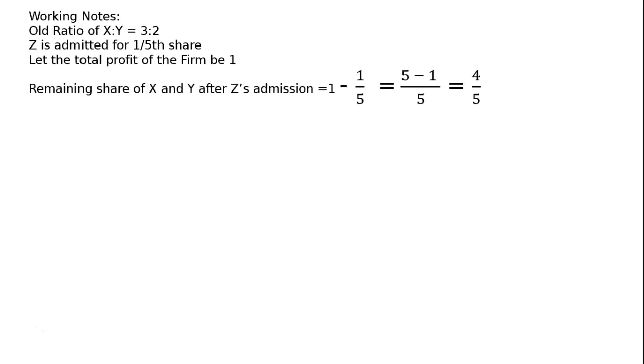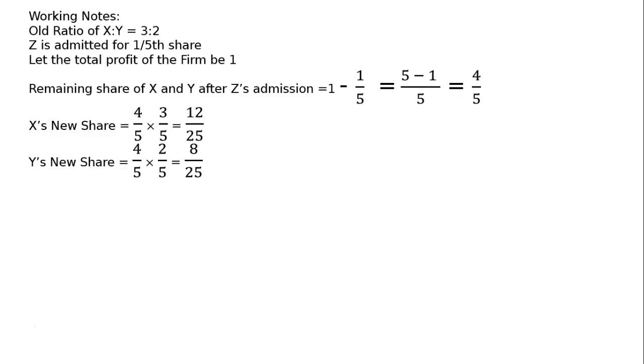Working notes: old ratio of X to Y is 3:2. Z is admitted for 1/5 share. Let the total profit of the firm be 1. Remaining share of X and Y after Z's admission is 1 minus 1/5, which is 5/5 minus 1/5, equal to 4/5. This 4/5 will be distributed among X and Y in the ratio of 3/5 and 2/5.